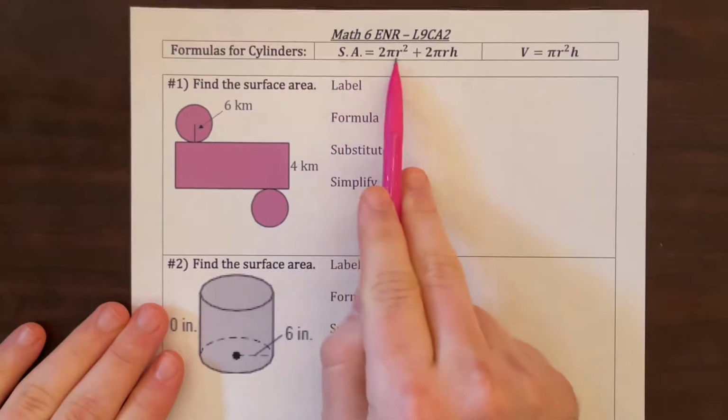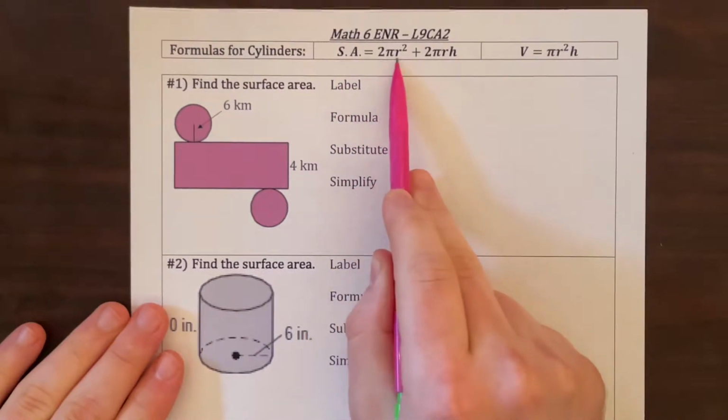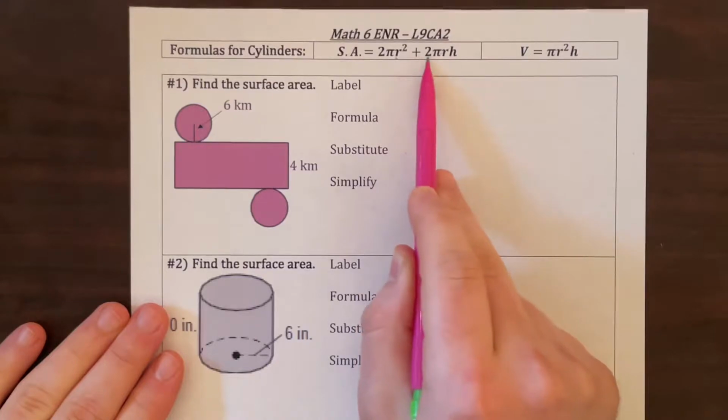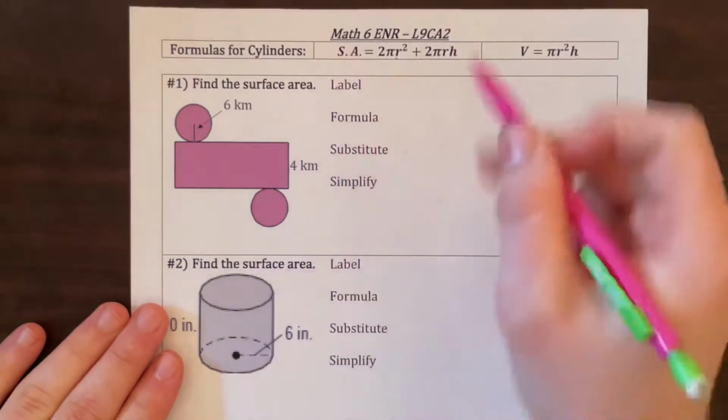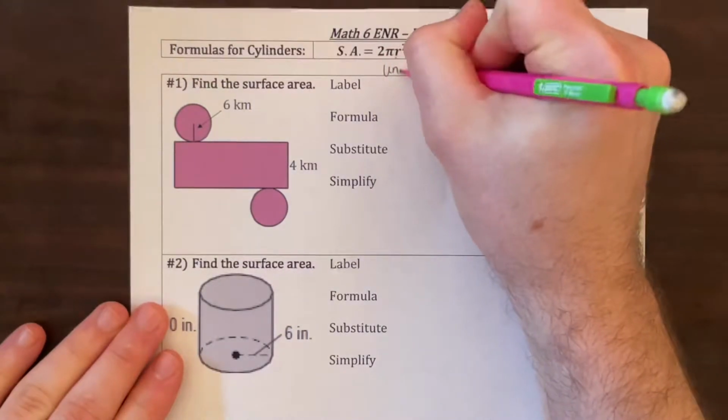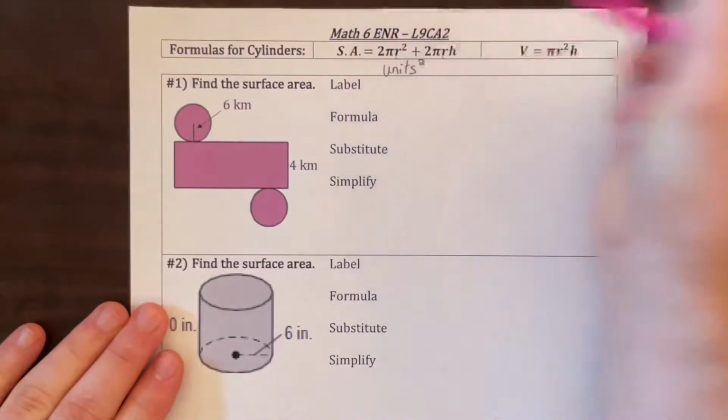We're going to say surface area is going to be 2 times pi times the radius squared, plus 2 times pi times the radius times the height. Anytime we do surface area, it's always going to be units, so whatever the units are to the second power.